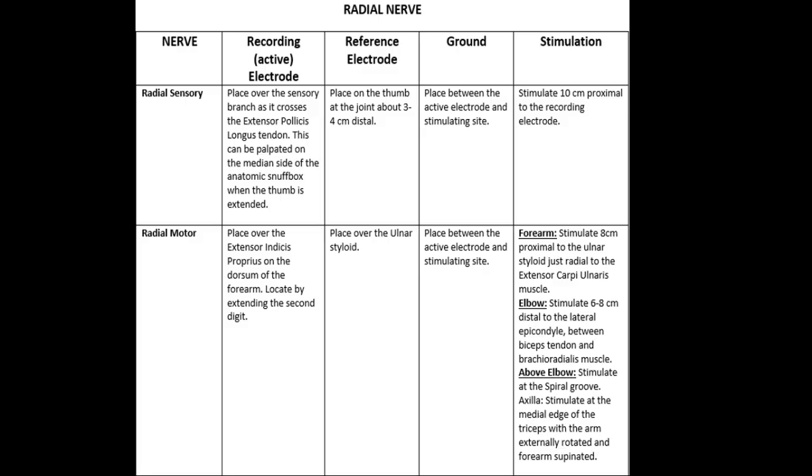Elbow is gonna be 6 to 8 centimeter distal to the lateral epicondyle between biceps tendon and brachioradialis. And brachioradialis is such an obvious muscle in the forearm. I don't think there are any issues with that, but you can always check your brachioradialis is right, the bulky muscle on the lateral side. And between that and the biceps tendon. Above elbow, you're going to stimulate at the spiral groove at the medial edge of the triceps with the arm externally rotated and the forearm supinated.